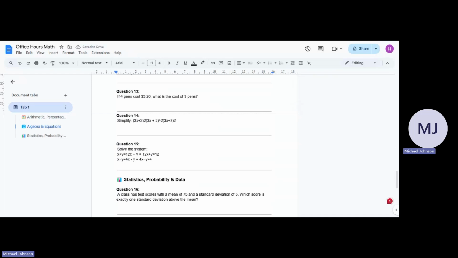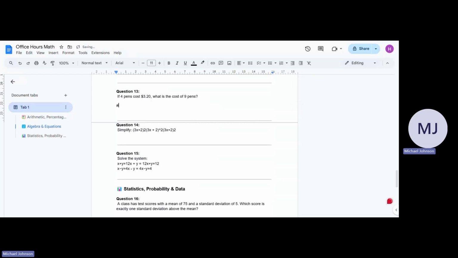And then for 13, 4 pens cost 3.20. What is the cost of 9 pens? So how you do that is you do 3.20 divided by 4 times 9. That's how you do that. And you get 7.20. So you get 7.20 for that.